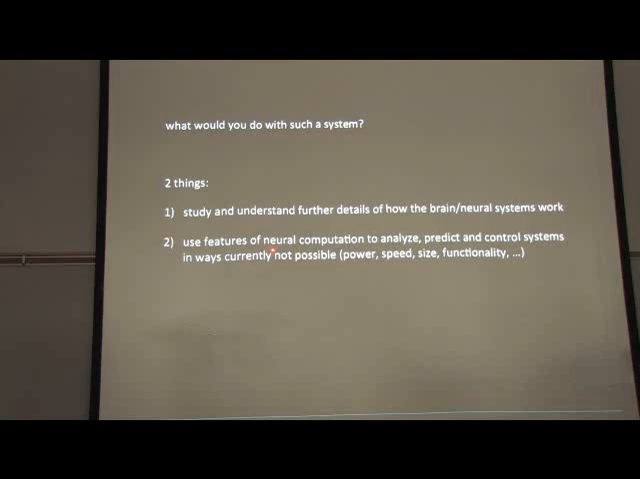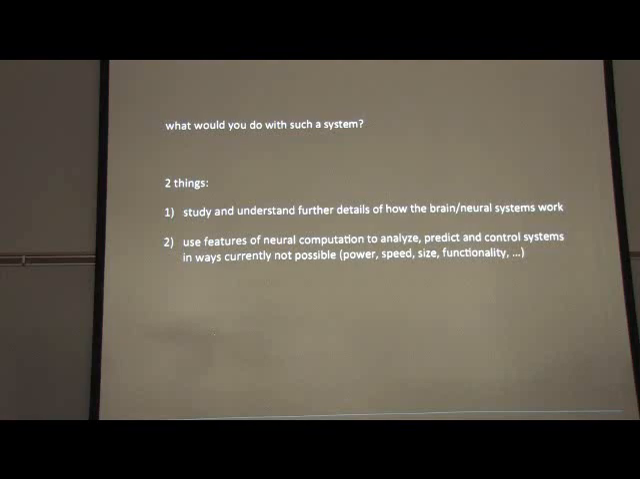And the second thing you can do is pick the best abilities that are ascribed to the neural system, to the brain, being able to predict, being able to adapt, being able to learn, and use them to analyze, predict, and control systems in ways that we currently can't do in terms of power, speed, size, and functionality. So again, I'll talk about the second one in a little more detail. The first one, in its own right, is a huge endeavor. The Human Brain Project and some of the other projects, the BRAIN Initiative here, are tailored towards being able to do that: how do you study the brain with higher efficiency, better access to data, with better tools to run your hypotheses across so you can get the answers you're looking for. And number two is more about how we build new computing systems, for engineering purposes.